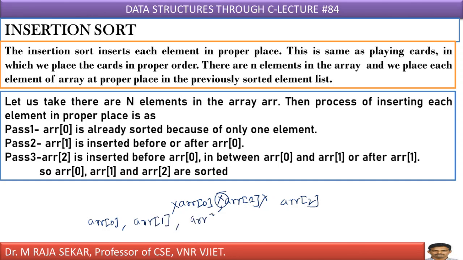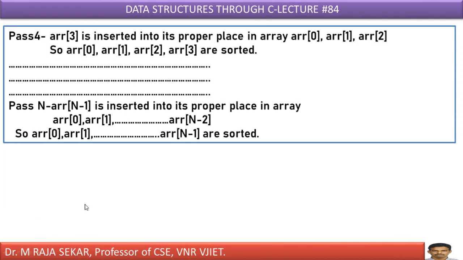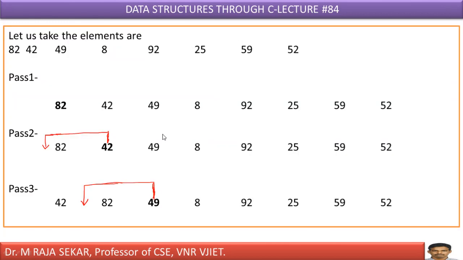sorted order. Once I keep all these elements in sorted order, the next element will be ARR 3. What are the possible positions for ARR 3? It may be here, it may be here, it may be here. This process will be continued, isn't it? The same logic you must apply. It must be continued till pass n. ARR n minus 1 is inserted into its proper place in the array, so that ARR 0, ARR 1, and so on, all these elements will be sorted. Anyway, I will try to explain this concept with the help of one simple example.